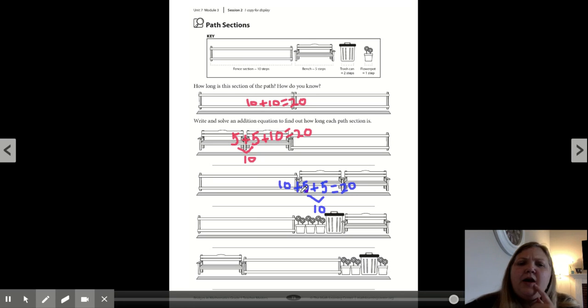But what about if you wanted to do the fence and the bench together and then add another bench? Maybe you wrote 15 plus 5 for this one. That's okay too, whatever strategy you're using.